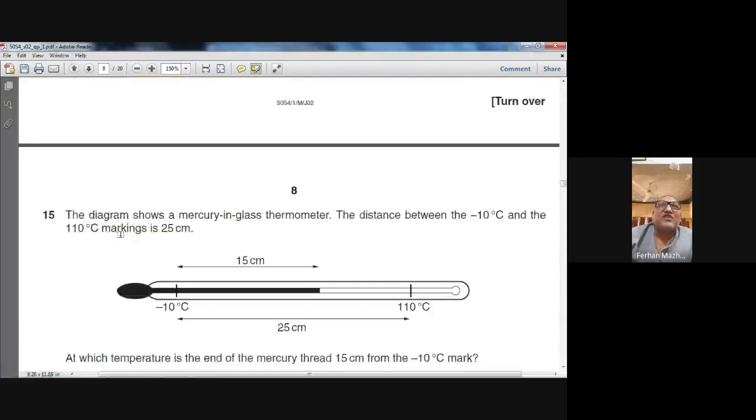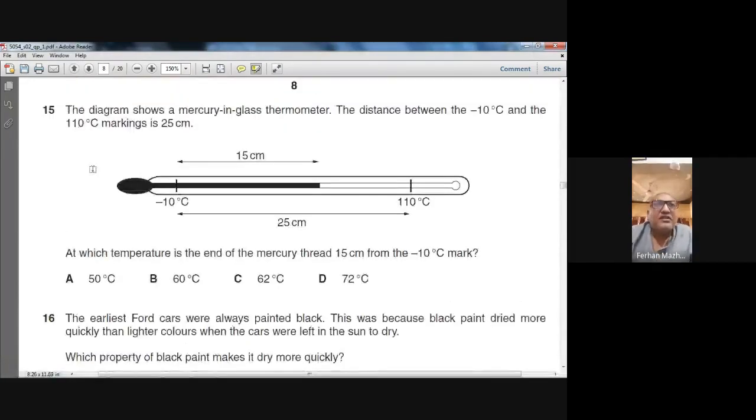Okay, next question. It's a numerical. The diagram shows a mercury in glass thermometer. The distance between the minus 10 degrees centigrade and the 110 degrees centigrade markings is 25 centimeter. At which temperature is the end of the mercury thread 15 centimeter from minus 10 degrees centigrade? Let me solve this on a paper, and then I will show you how this is done.